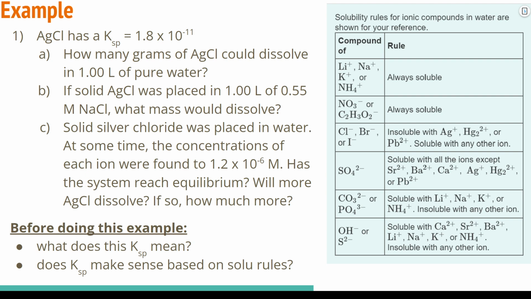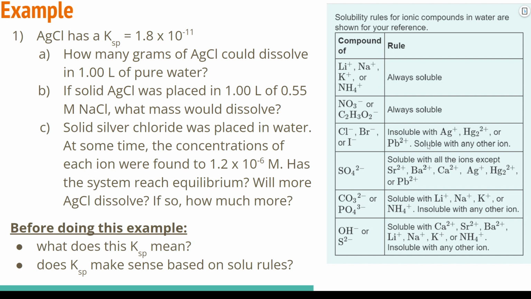Okay, and so before we do this example, what does this KSP mean? So I see a KSP value of 1.8 times 10 to the negative 11. And as a reminder, if your KSP is very small, that means it will not really dissolve that much. And so if I look at this chart, because AgCl is not part of the one you have to memorize, I see chloride ions insoluble with Ag+. And so does that make sense, this KSP value?